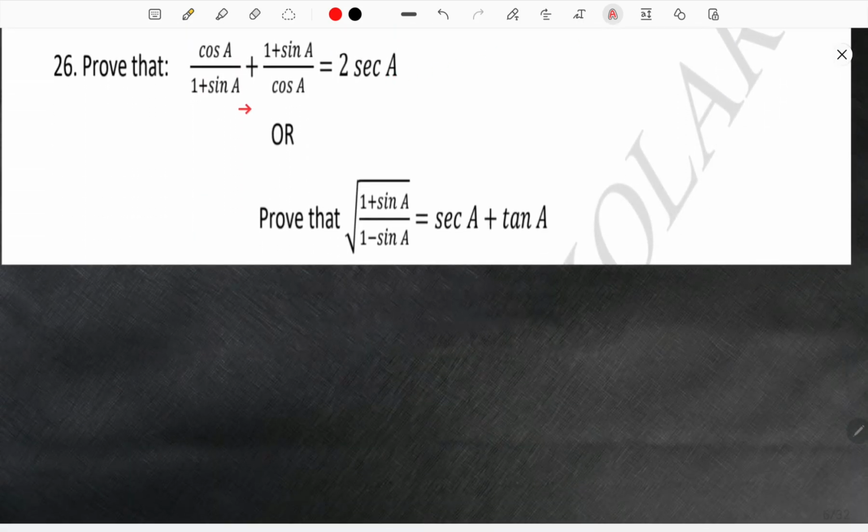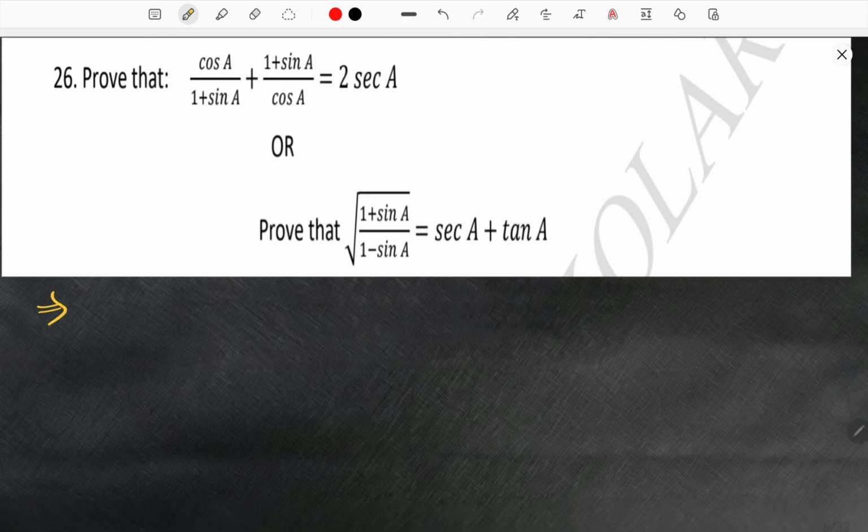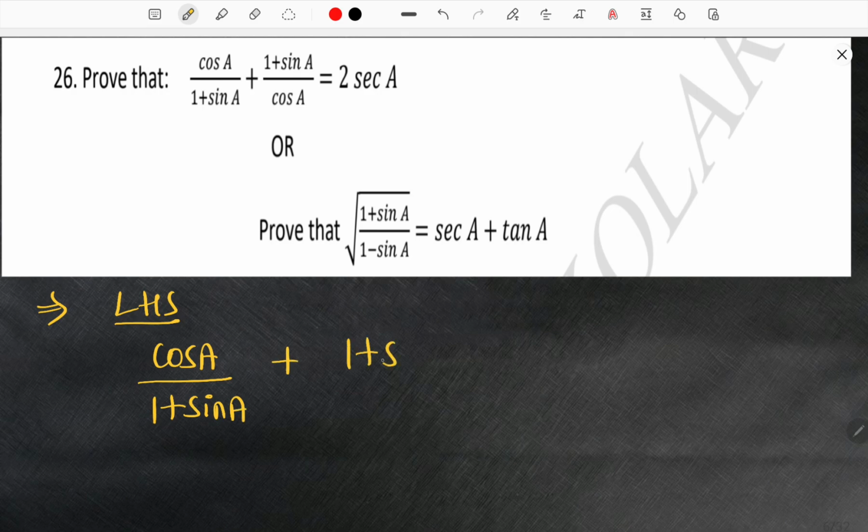Here is the question from Introduction to Trigonometry. Prove that cos A divided by 1 plus sin A plus 1 plus sin A divided by cos A is equal to 2 secant A. Alright, I think this question is there in NCERT also. So let us start from LHS. Alright, so what is LHS? Cos A divided by 1 plus sin A plus 1 plus sin A divided by cos A.